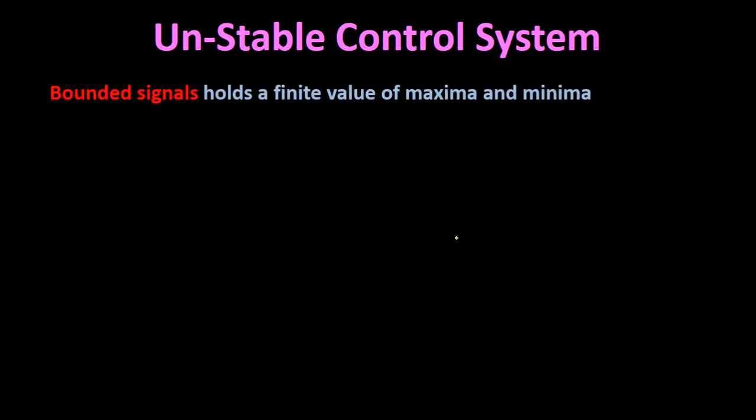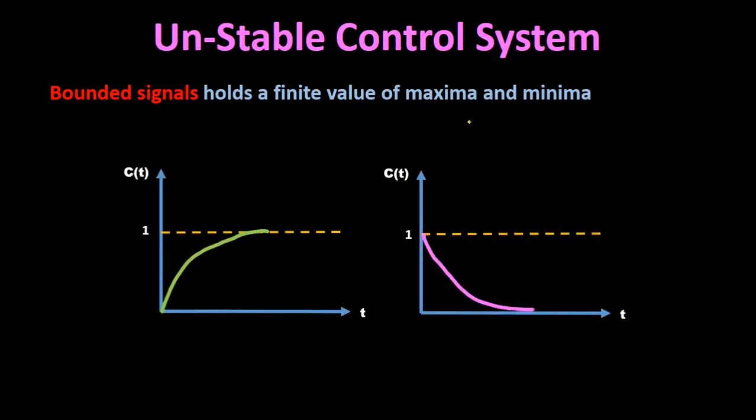Now we will discuss bounded and unbounded signals. Bounded signals holds a finite value of maxima and minima. That means the minimum value of bounded signal will be finite and maximum value of bounded signal will also be finite. So if the maximum and minimum of any signal is finite, then all the other values between maximum and minimum will also be finite. These are the examples of bounded signal.